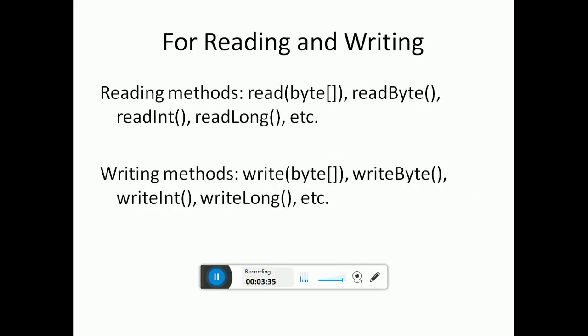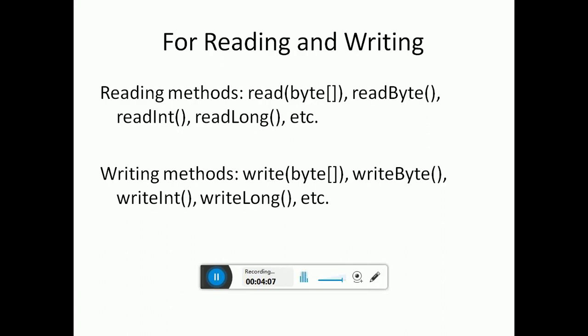Now we'll see some of the methods used for reading and writing in a random access file. We can read a byte array by using the method called read. We can get a byte by calling the method readByte, and we can get an integer by calling the method readInt. We can get a long value by calling readLong, and for a string we use the method readUTF.